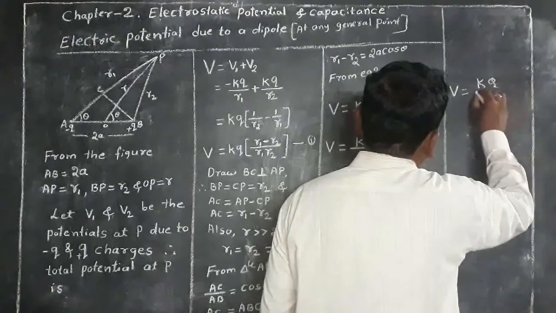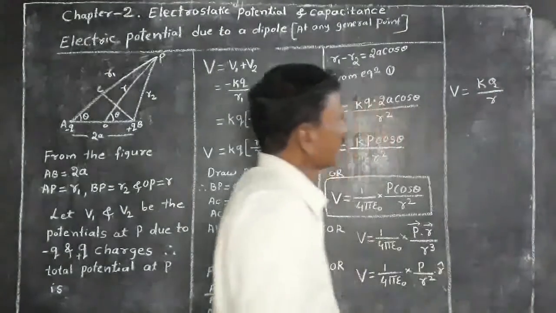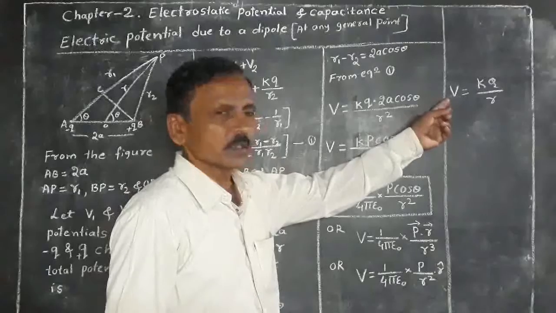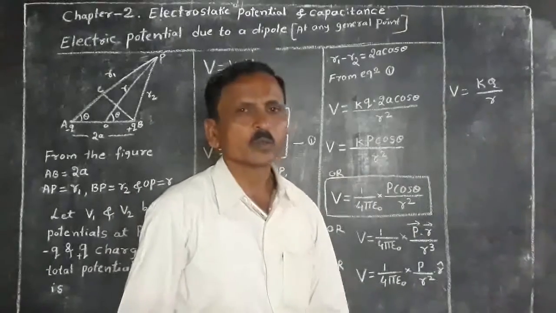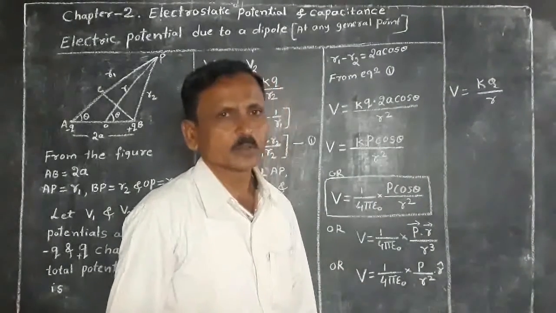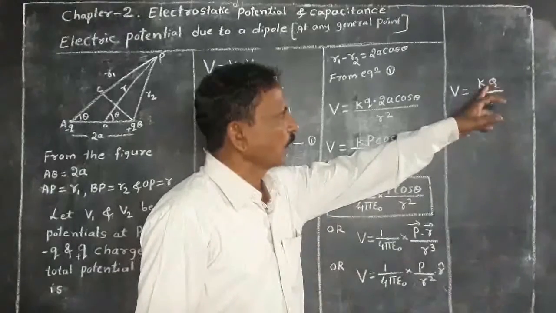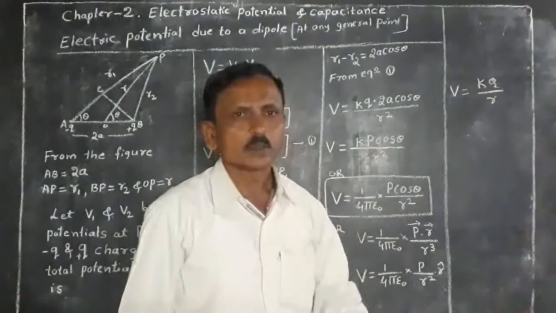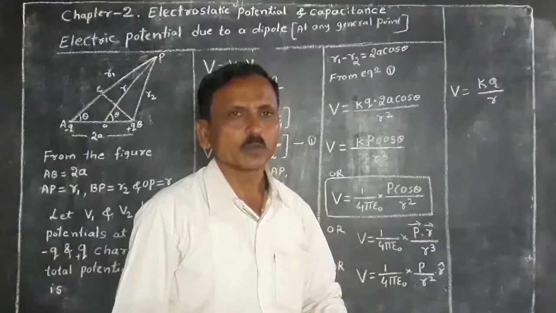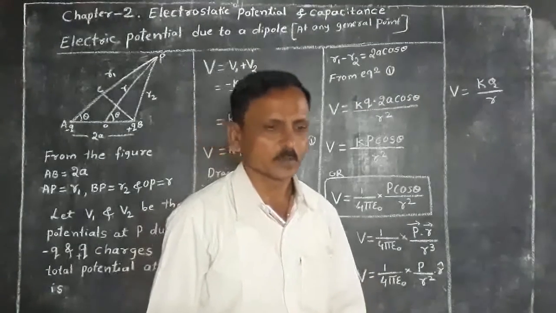And we have studied that potential at a point due to a charge is phi equal to kq upon r. Potential due to a charge is inversely proportional to the distance of the point from the charge, and k is Coulomb's constant, equal to 1 upon 4 pi epsilon naught.